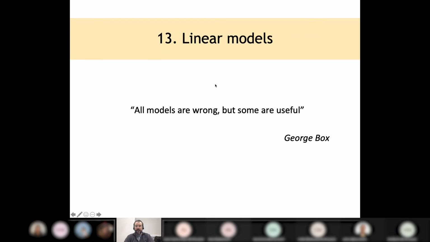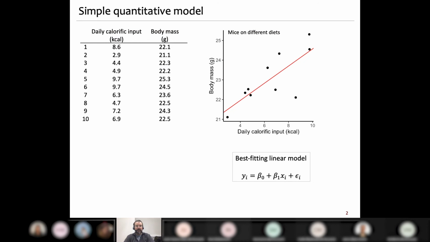Morning. Today we are going to talk about linear models. When you say linear model or linear regression, most people think about a simple quantitative model with two numerical variables, y versus x. In this example, we have a group of mice which are fed different food with different calorific input, and after a while we measure the body mass, and the result is shown here.